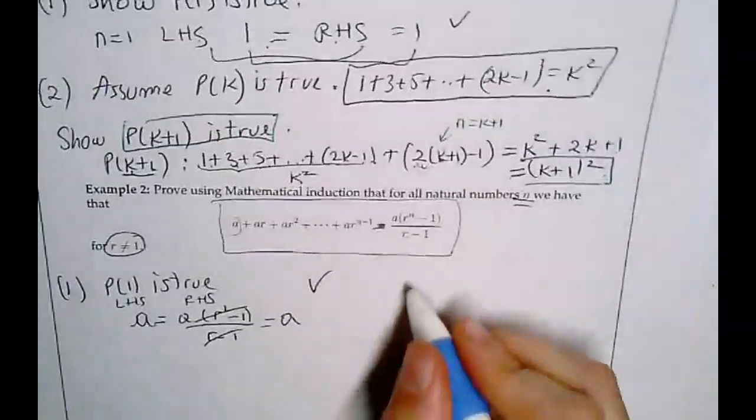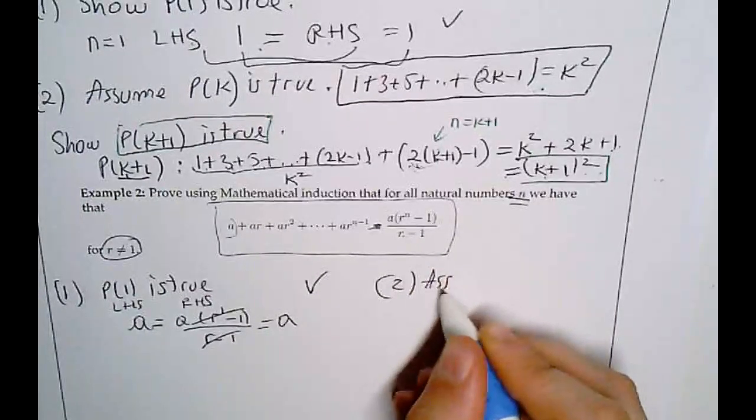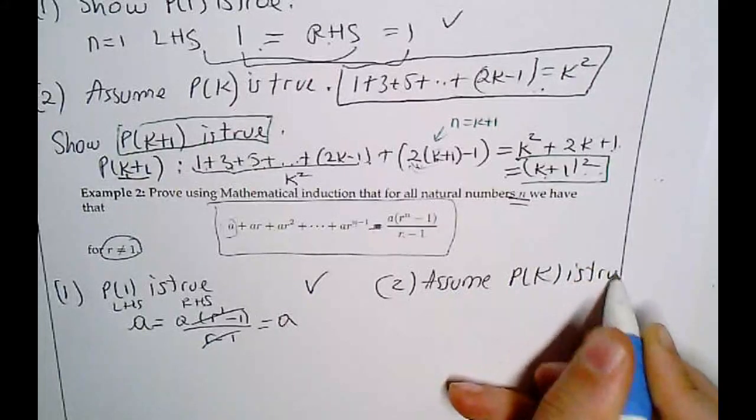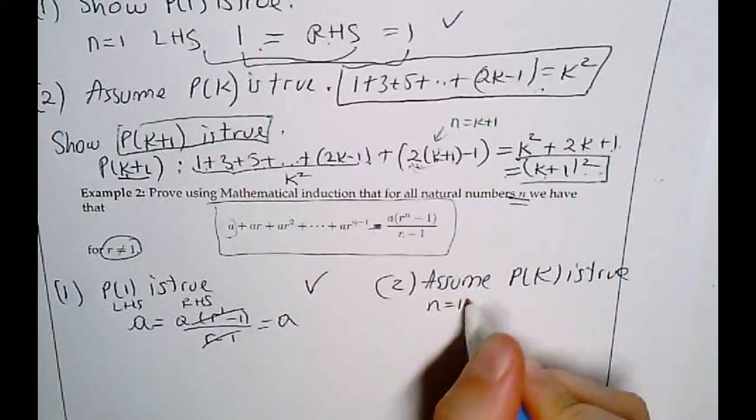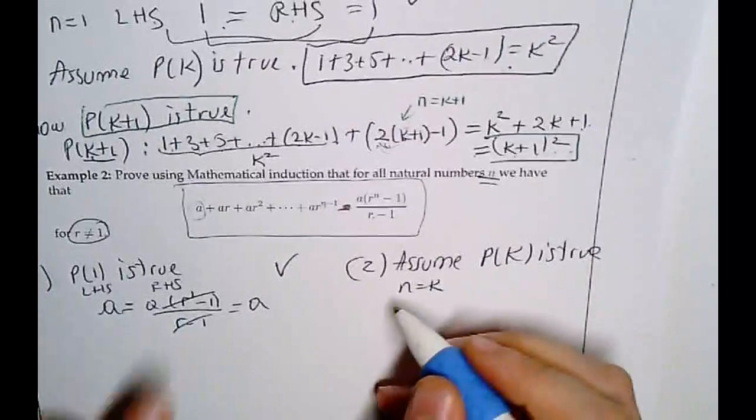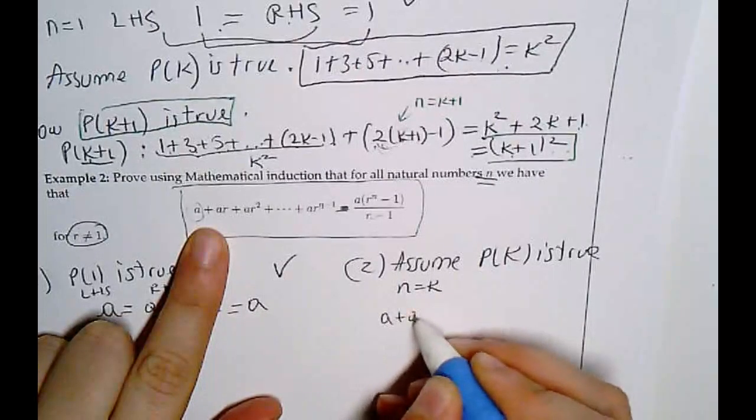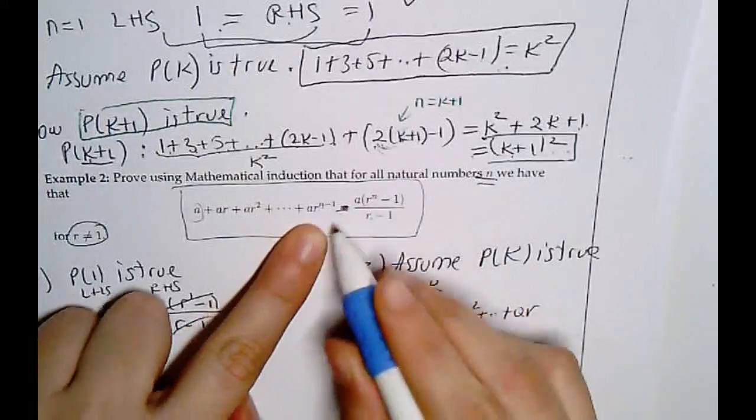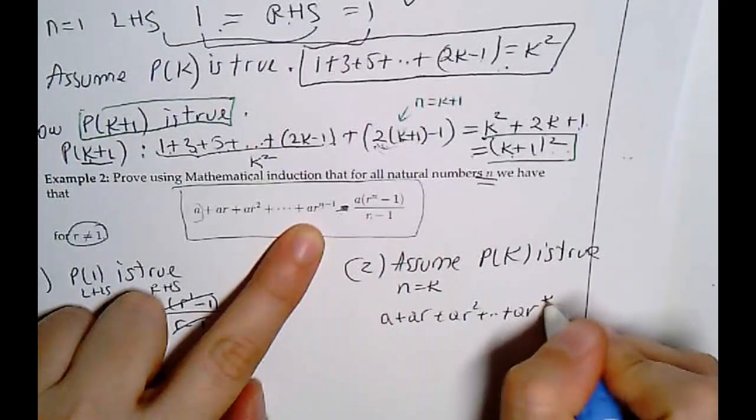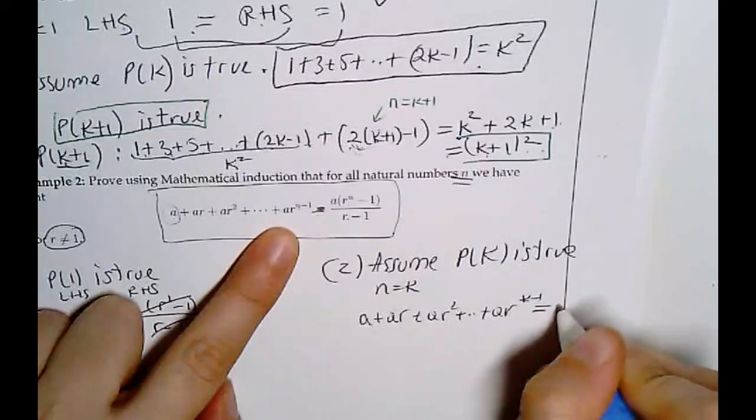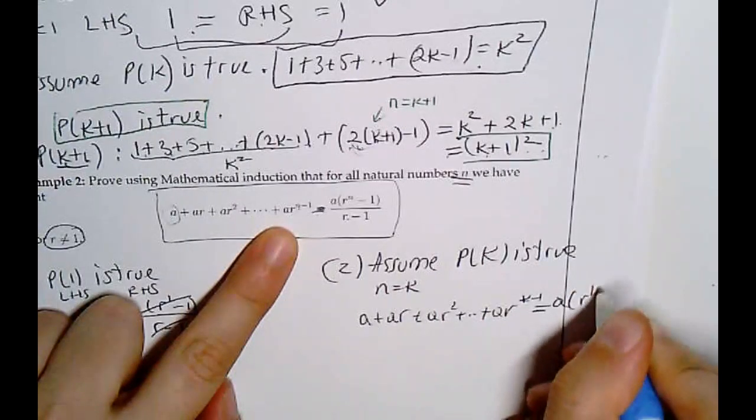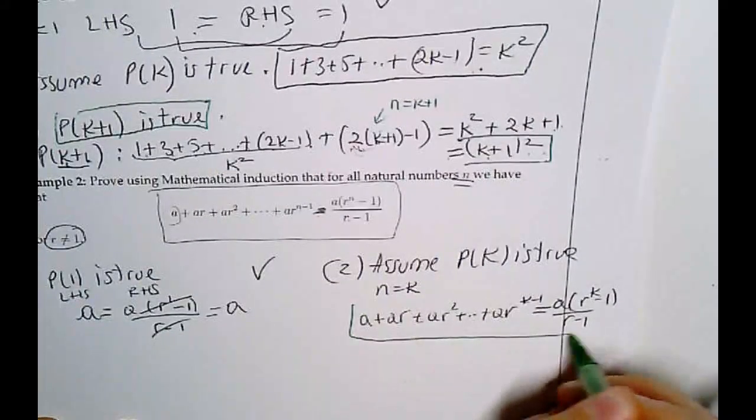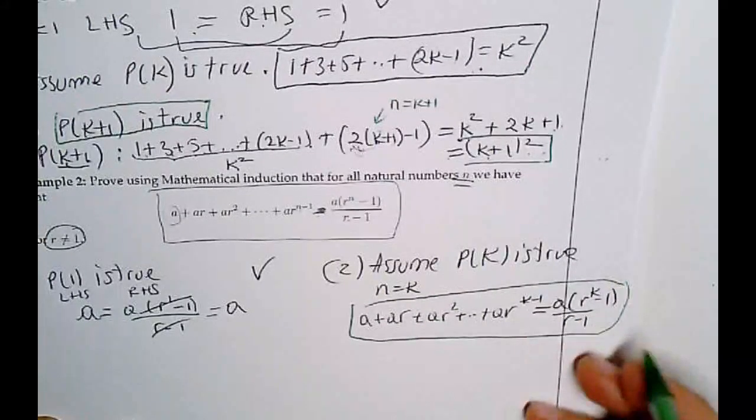So the second step is assume P of k is true. So when n equals k, I have a true statement. So I must have that a plus ar squared plus ar, instead of n, I'm going to have k minus 1, equals a times r to the k minus 1 over r minus 1. So I can take this as true. This is assumed to be true.